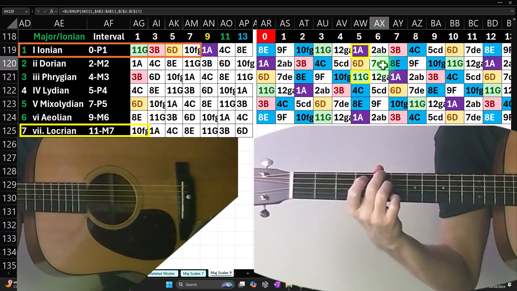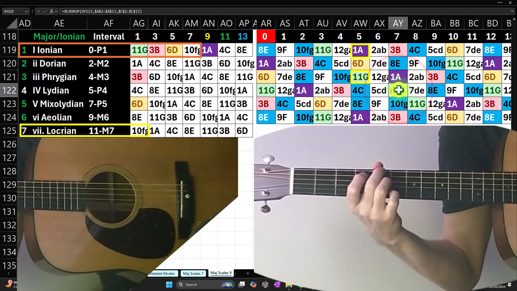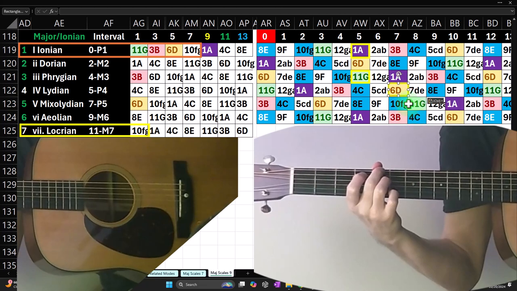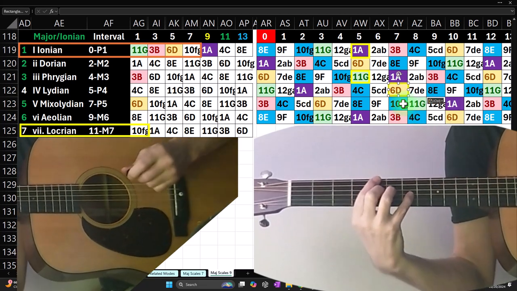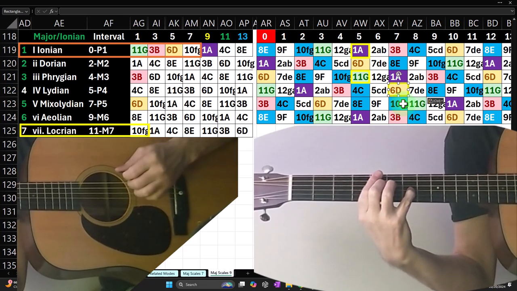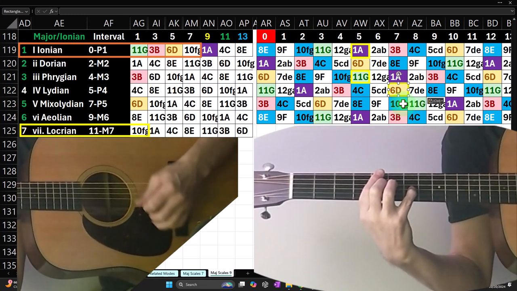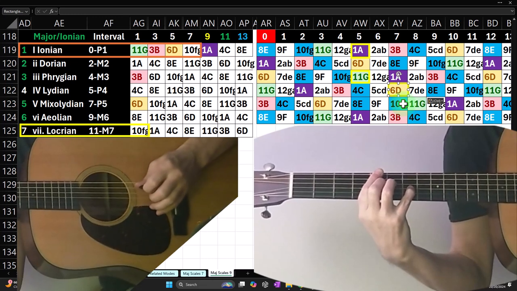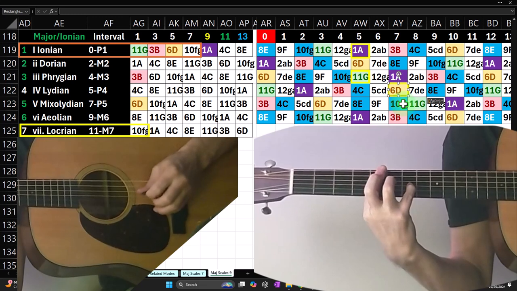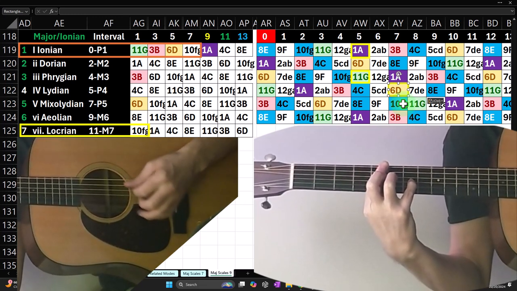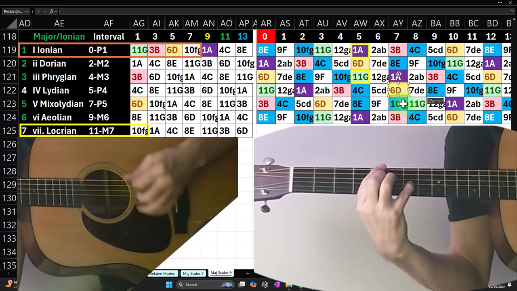What else? You would think I should be able to grab something else here, wouldn't you? So I could grab these two, and that fifth, just another way to grab the fifth, a higher fifth. It's a different sound. I'm muting that string, but I don't have to mute it. I could bar it, or I can mute it.